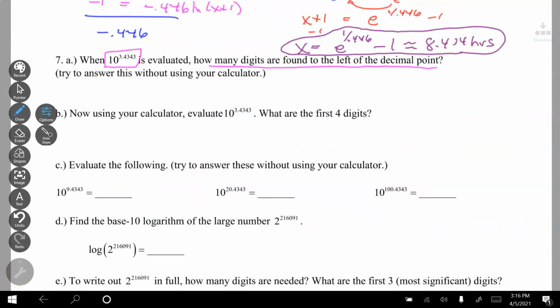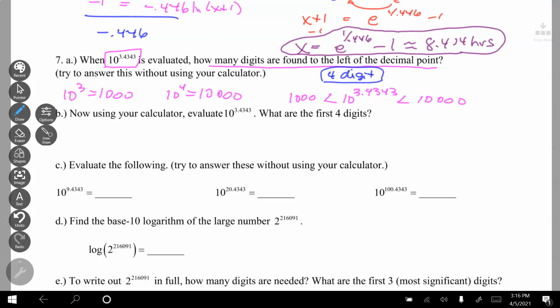Okay, so I have no idea what 10 raised to the 3.4343 is without a calculator. But I do know that 10 to the third is equal to 1,000, and 10 to the fourth is equal to 10,000. So 10 to the 3.4343 is somewhere in between 1,000 and 10,000, which means it must be a 4-digit number. It's got no choice. It is a 4-digit number.